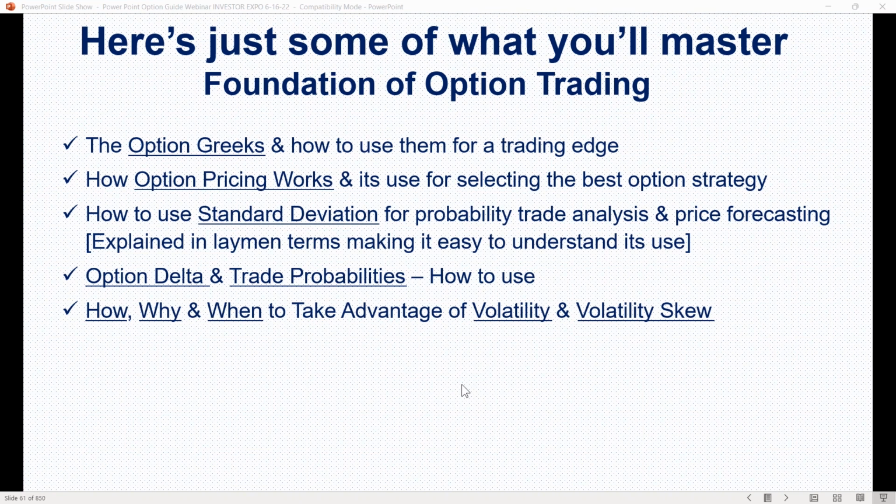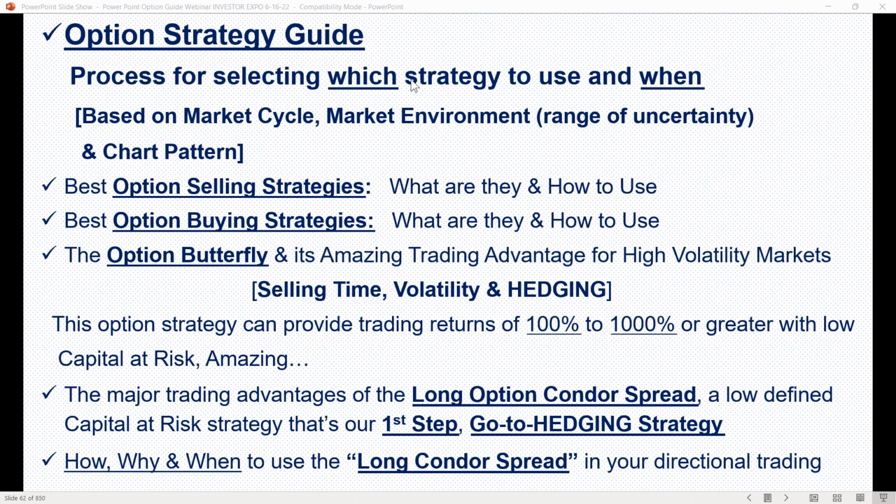So this is a process I put together for selecting which strategy to use and when, based on the market cycle you're trading: up, down, sideways, market environment, are we in really high uncertainty, low, etc. What is your degree of uncertainty? And based on my 5 chart patterns that I identify and use. So we'll go through all those for setting up the guide as to, okay, what strategy should I be using in this certain situation of the market based on these components.